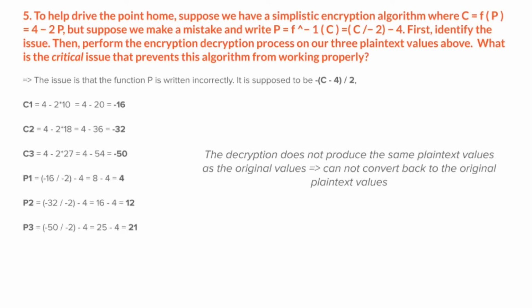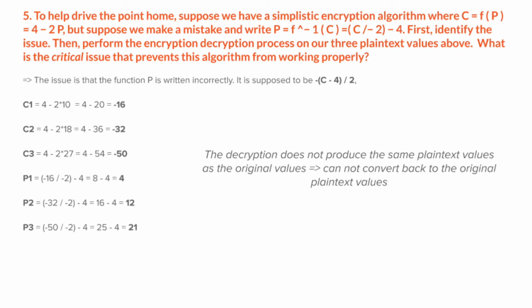For question number 5, we have a simplistic encryption algorithm where C equals f of p equals 4 minus 2p. And suppose we make a mistake and write p equals f inverse of c equals c over negative 2 minus 4. First, we must identify the issue, then perform the encryption and decryption process on our three plaintext values. Clearly, our initial mistake would be deriving the p function incorrectly. Our p function should equal c minus 4 over negative 2.